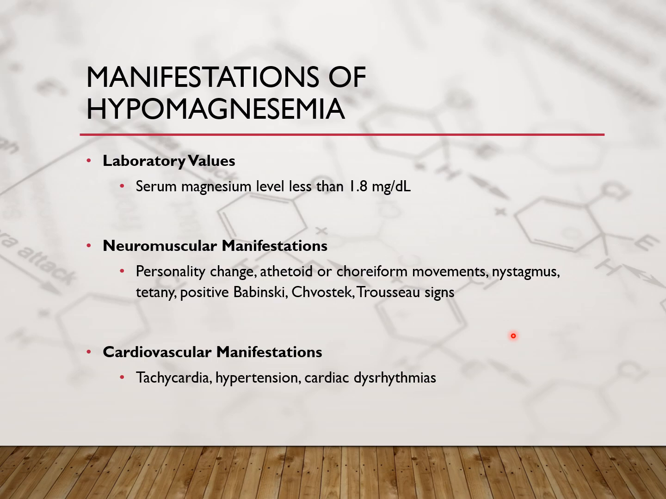We see things like tachycardia, hypertension, and cardiac dysrhythmias in hypomagnesemia. Adequate levels of magnesium are essential to maintaining normal blood pressure. If we have low levels, we get hypertensive. They're also essential for maintaining things like neuromuscular excitability.